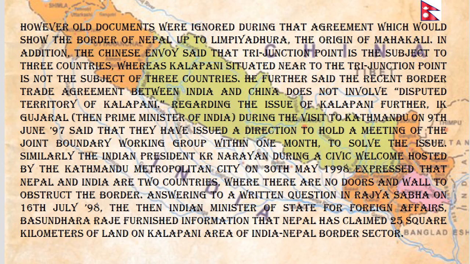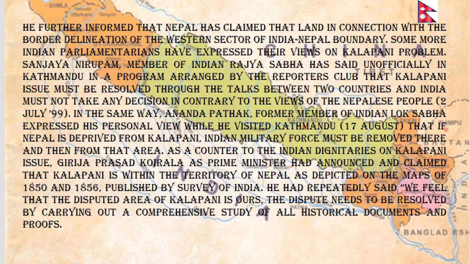Answering a written question in the Rajya Sabha on July 16, 1998, the then Indian Minister of State for Foreign Affairs, Vasundhara Raje, furnished information that Nepal has claimed 25 square kilometers of land in the Kalapani area of the India-Nepal border sector. He further informed that Nepal has claimed that land in connection with the border delineation of the western sector of the India-Nepal boundary. Some more Indian parliamentarians have expressed their views on the Kalapani problem.